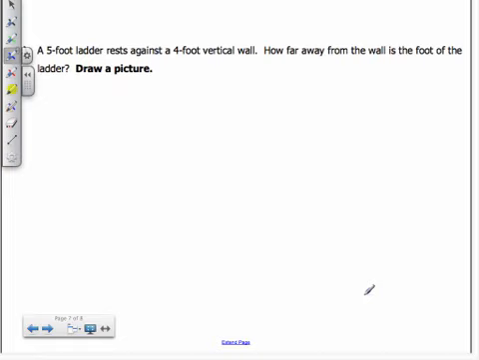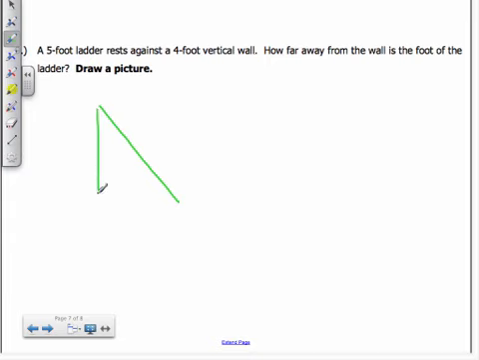All right, last question for this topic. Number 9. A 5-foot ladder rests against a 4-foot vertical wall. How far from the wall is the foot of the ladder? So we need to draw a picture in order for this to work for us. So remember, when you draw a ladder, it's not going to be vertical, and it's not going to be horizontal, because if you have a vertical ladder, it's not really going to be helpful, and if you lay it flat on the ground, it's not going to be helpful either. So it's your diagonal, which in this case is going to be our hypotenuse right here.